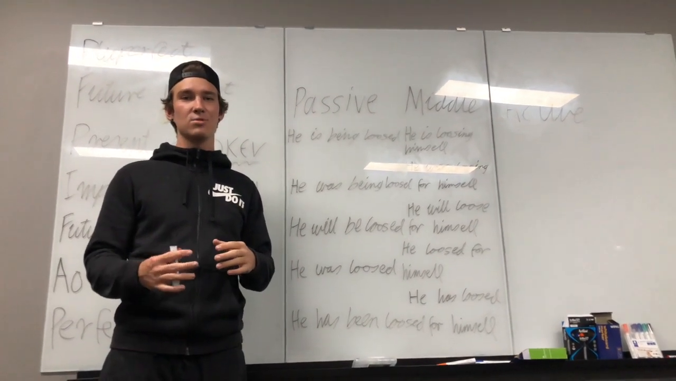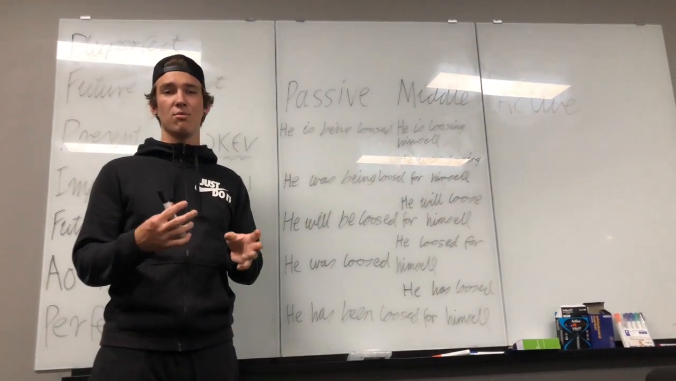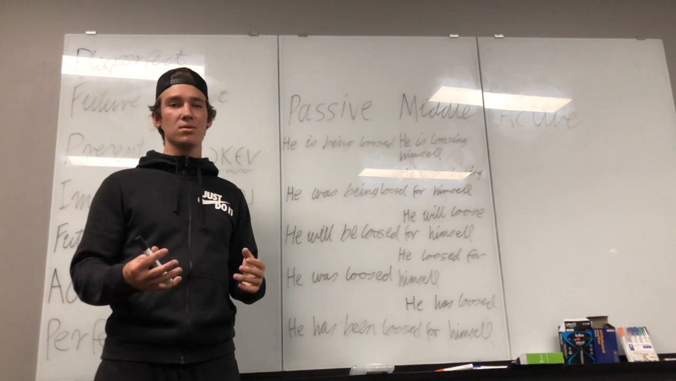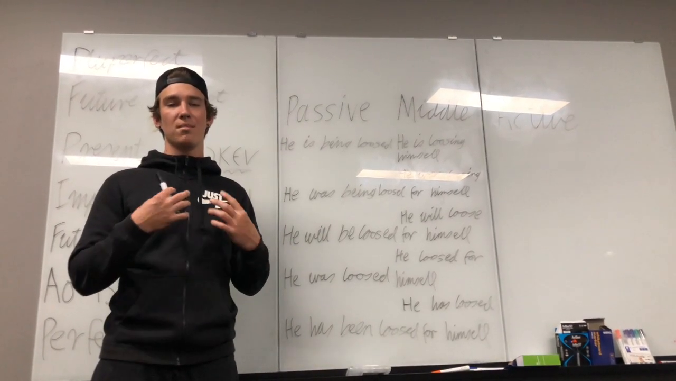The passive is when the subject is being acted upon. Take this sentence, someone drew on me. And the middle is when the subject is acting in its own interests. I did the drawing myself.